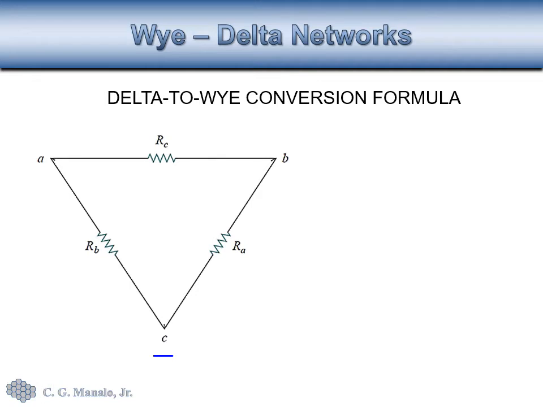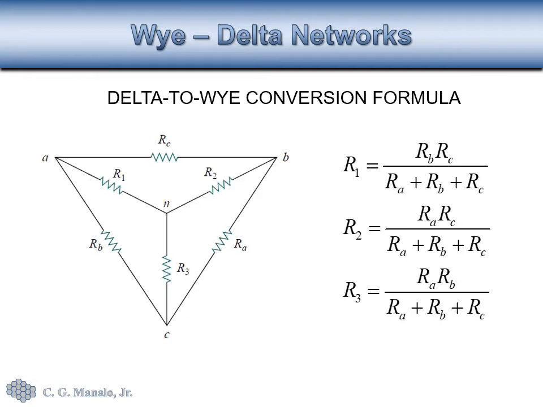So the first thing we can do is superimpose the Y network inside the delta network. So this is the delta network. The resistances are labeled R1, R2, and R3. And we need to solve for those resistances. So the formula is given here.